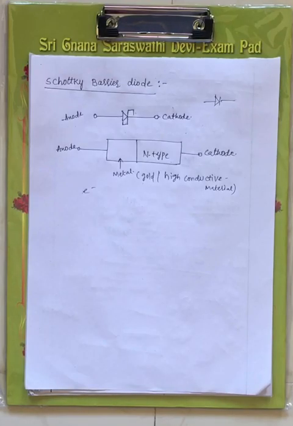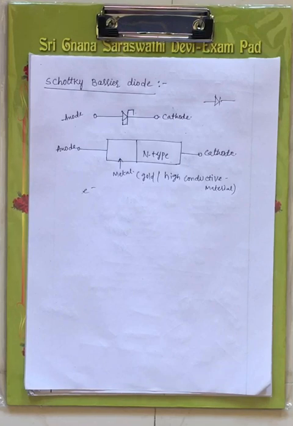Since it contains only the N-type layer, the majority carriers in the Schottky barrier diode are electrons. Now, looking at the application, this is useful for fast switching devices, since it has less recovery time than your PN junction diode or any other diode.